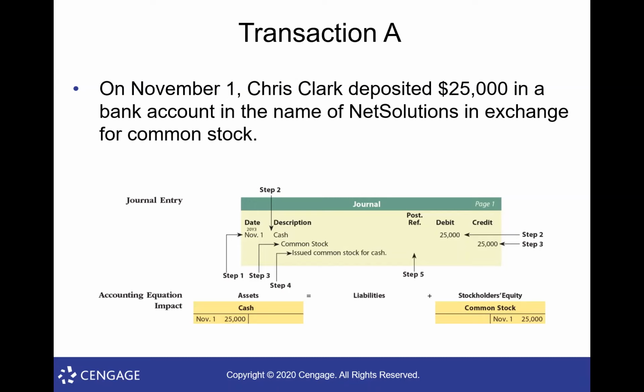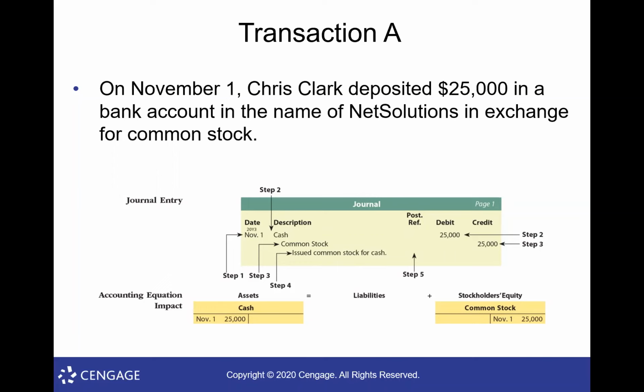So for my brain, here are all the steps. Step 1, put the date. Step 2, the account to be debited. But to me, between the date and step 2, I've got to actually think about what's debited and what's credited. So my process: I have cash. He's putting money in the bank account of the business. So the cash will be going up and the common stock account will be going up.